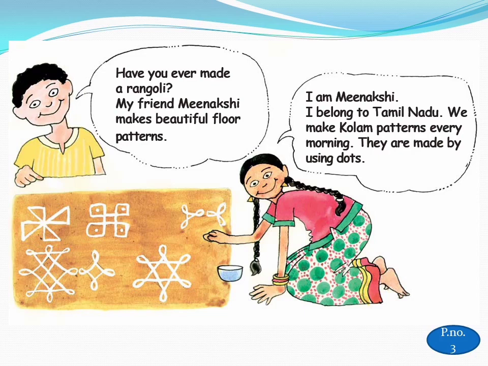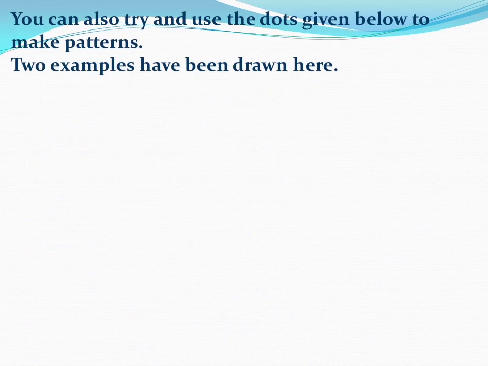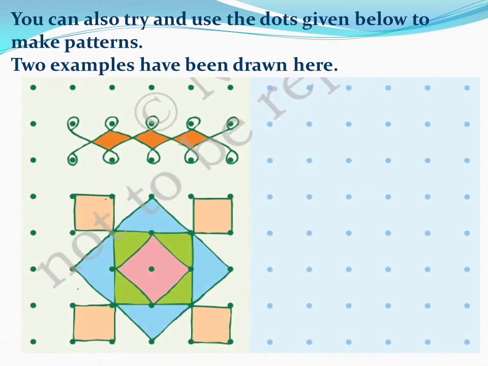See, in Tamil Nadu, they make rangoli every day, every morning outside their house, and the specific rangoli is called kolam pattern, which is made by using dots. So you can also try and use the dots given below to make patterns. Two examples have been drawn here. See, in your textbook it is given. You can use the dot grid on the right side and you can draw your own rangoli pattern.